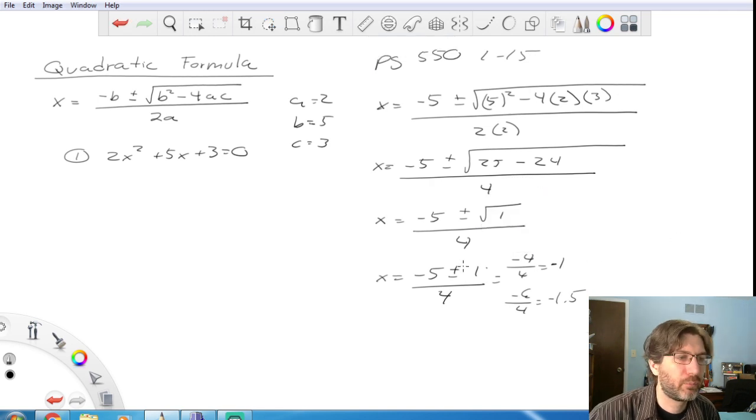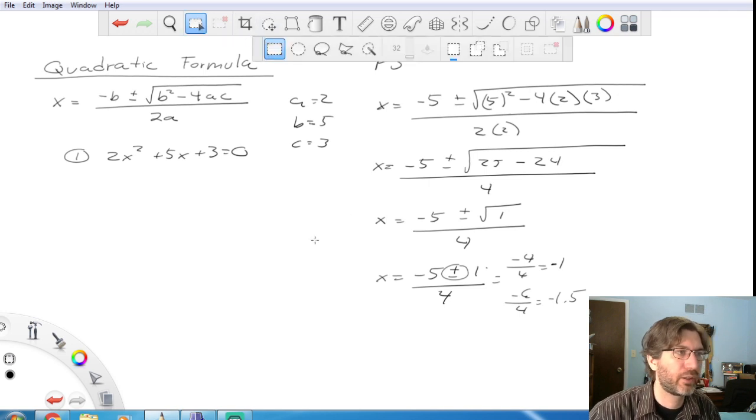Just don't forget the plus or minus takes it both ways. So with that, give it a shot. We're going to do more practice with it tomorrow, but it's just going to come with practice. The more you do it, the better you're going to get at it, and it's just practice, practice, practice from there on out. Feel free to use your calculator.